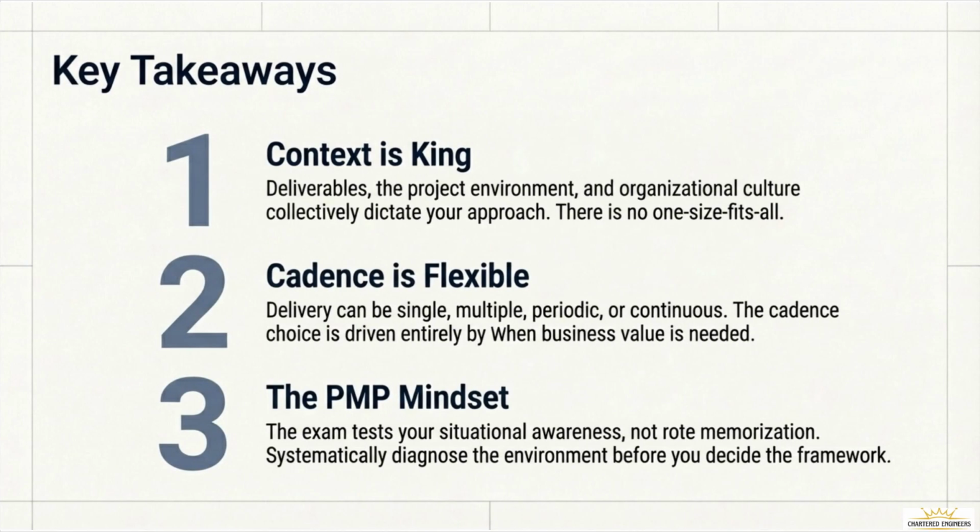We've covered a lot of ground today, so let's distill it down to the essentials you need to carry forward. First and foremost, context is king. There is no one-size-fits-all. Your choice of development approach must be a reflection of your deliverables, your project environment, and your organizational culture. If you ignore any one of these three, your project is at risk. Second, cadence is flexible. Whether you deliver once at the end, periodically, or continuously, the decision should be driven entirely by one question: when is business value needed? Don't let a framework dictate your timing. Let the business needs dictate your framework.